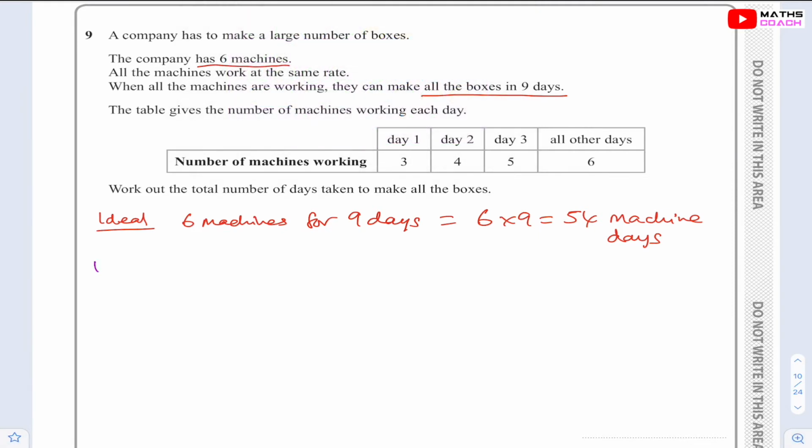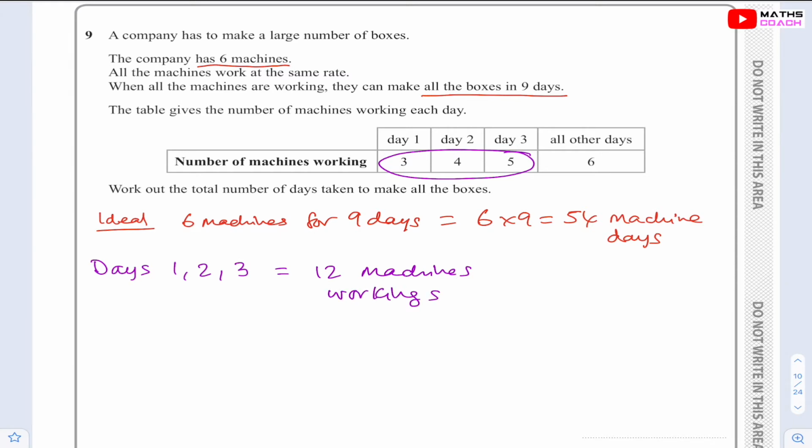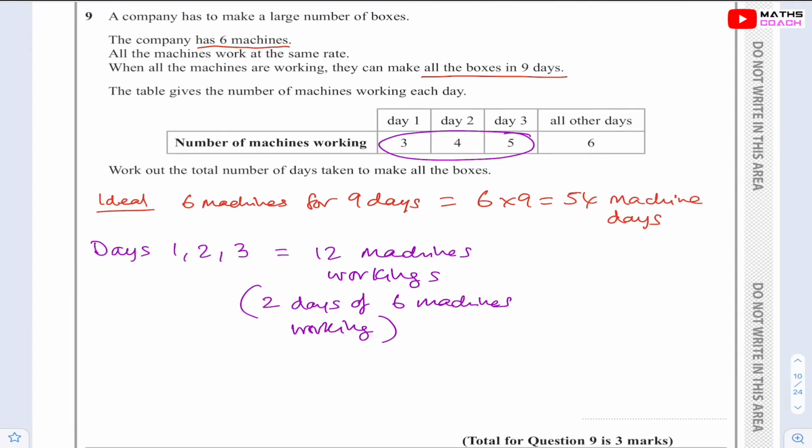If you look at the table, you see that days 1, 2, and 3, there were only a total of 12 machines working throughout those days. If you add up 3, 4, and 5, that's what you get. You have 12 machines working. Now, if 12 machines are working, this is equivalent to 2 days of 6 machines working. Okay, so let's write that down. So 2 days of 6 machines full on at work is equivalent to 12 machine days.